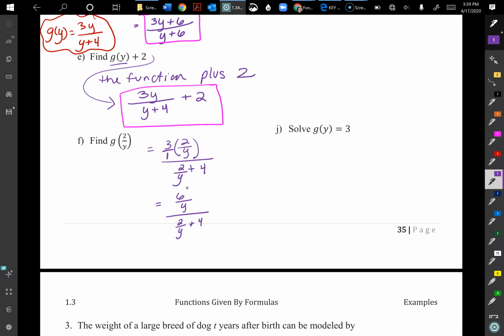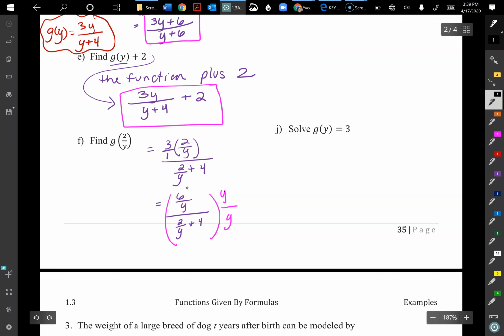And I can clear the fractions. Because I have a fraction, I can multiply top and bottom by y over y. That's my common denominator. So then I'll get these two to cancel out. And then this one I have to be careful because I do have to distribute to both of those. So this denominator will cancel, but that one's over 1. So I didn't have anything there.